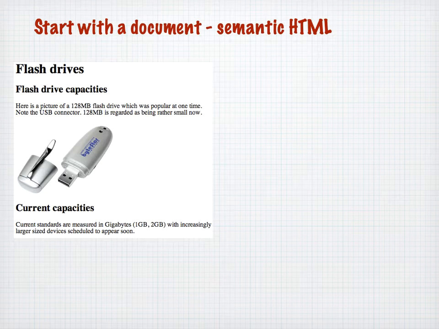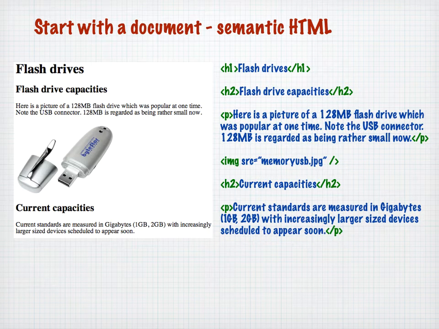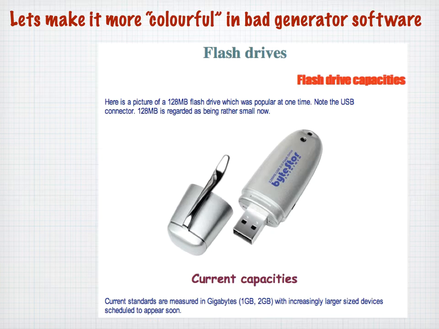So let's imagine we start off with a document, and let's look at the semantic HTML for that. So this is a very plain thing. It's basically just got a collection of headings, an H1 and H2, a paragraph. There's an image, we've got another H2 and then another paragraph, something like that. Well, let's imagine that we make it colourful in some very poor HTML engine or piece of software. So it looks like this.